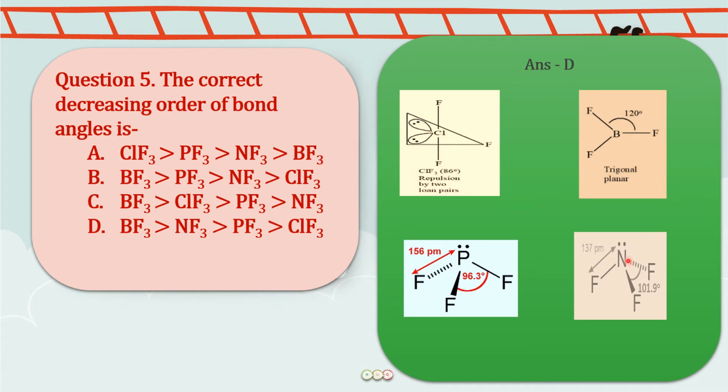Now in the case of NF3, we have nitrogen to be a small atom, and phosphorus to be a larger atom. So the repulsions on phosphorus are going to be less, and the bonded pair of electrons can come closer. So we will find that NF3 is going to have a larger bond angle compared to PF3. Therefore the correct option is going to be BF3, then NF3, then PF3, and then ClF3.